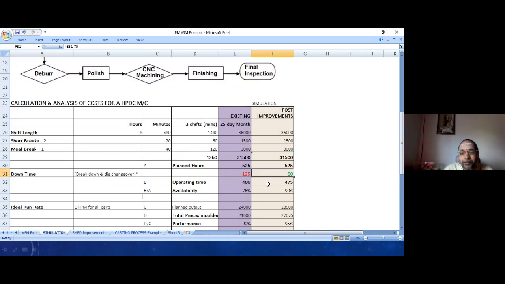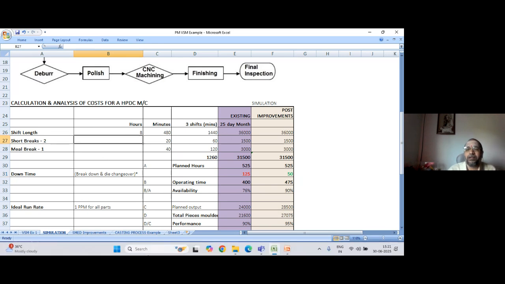Which I need to simulate. So I look at this downtime, why there are breakdowns, how I can address it during the off days. After all, it's working for 25 days, right? So I am improving maintenance. But more importantly, what is the low hanging fruit here?